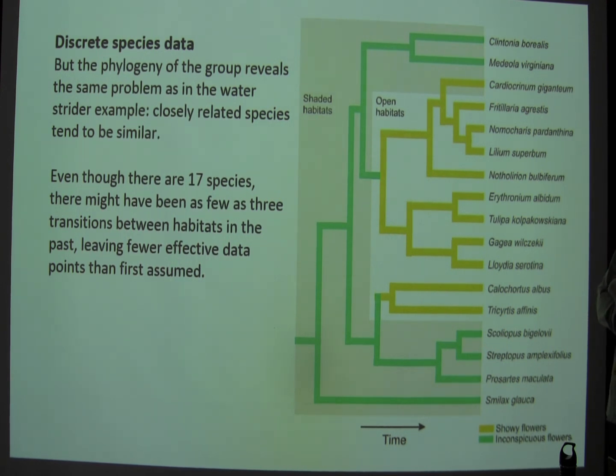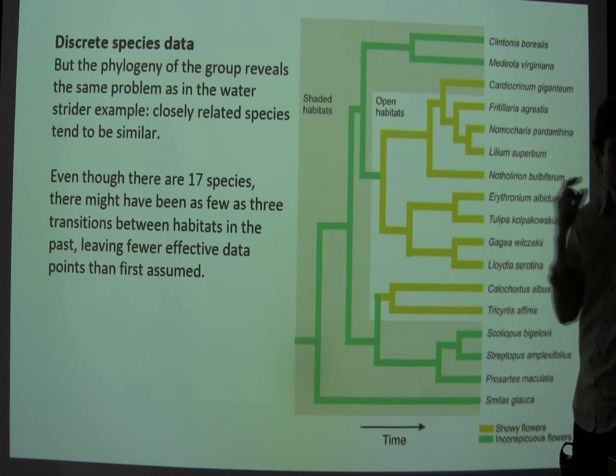So the showy ones are here shown in yellow, and the less conspicuous ones in green. And here's the phylogeny of the 17 species. And then the background shading I've used to indicate whether they occur in shaded habitats or open habitats. And what you can see is that most of the showy species are related by descent.